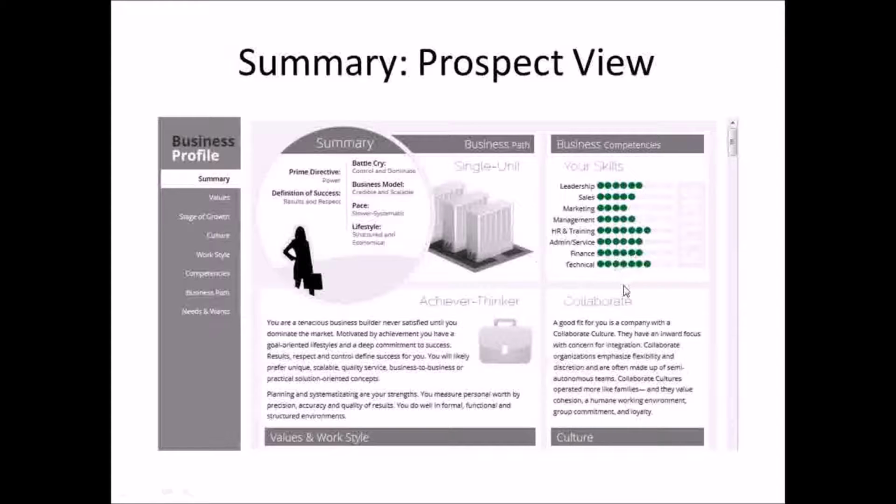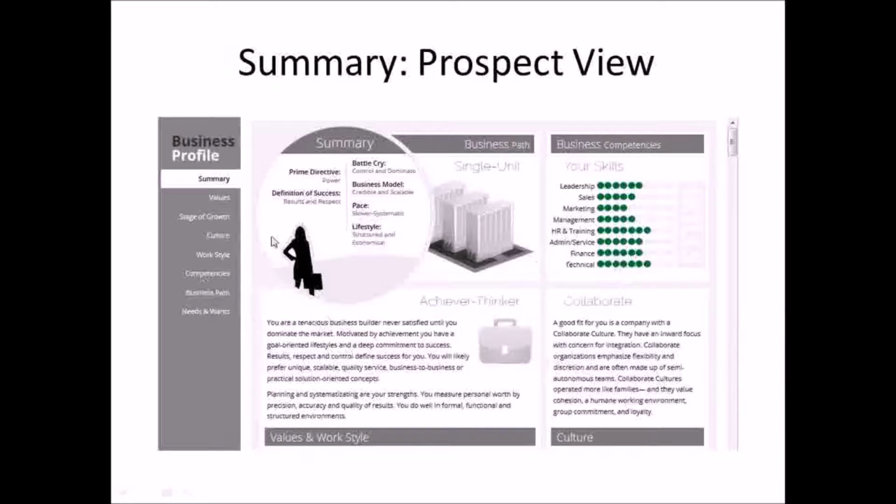In this case, you can see this lady has a high HR and training background, and the first screen you just saw showed that she is a recruiter, so it's not surprising that she has some really good skills in the area of HR.